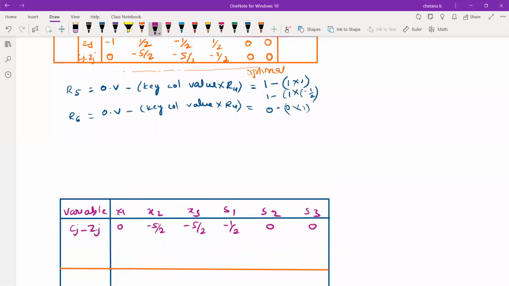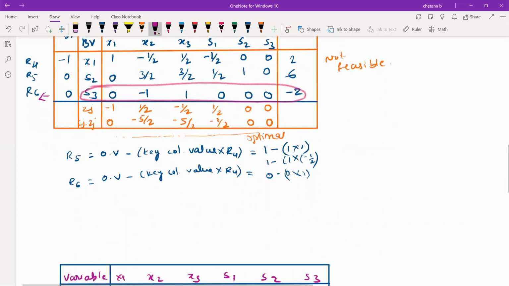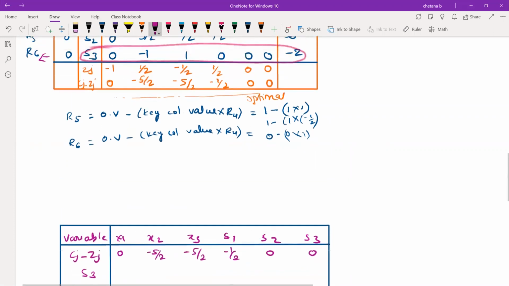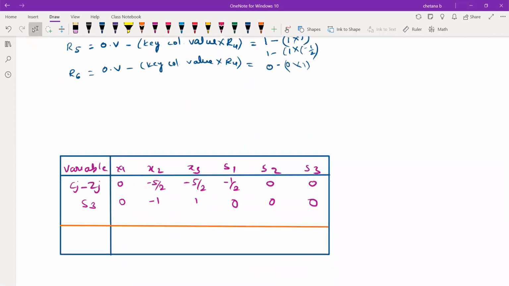Okay, now which is the leaving variable? S3 is the leaving variable. So you need to consider S3 here. Write all the coefficients of S3: 0, -1, +1, 0, 0 and 0. Take the ratio now, divided by S3.